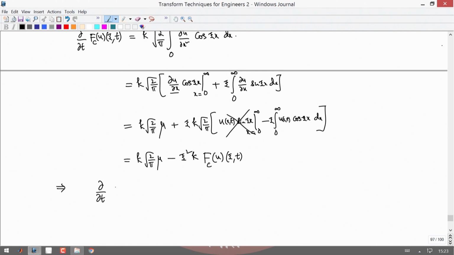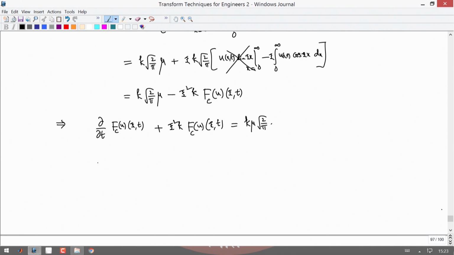So, d by dt of a linear equation here, like earlier, F_c of u of xi comma t plus xi square kappa F_c of u of xi comma t, which is kappa mu root 2 by pi, just a constant. So, what is its solution? Solution is F_c of u of xi comma t. I multiply by e power integral of this p, xi square, and if you do the integration here, xi square kappa t, multiplication with respect to t. If I multiply this factor throughout, you have kappa mu root 2 by pi e power xi square kappa t.